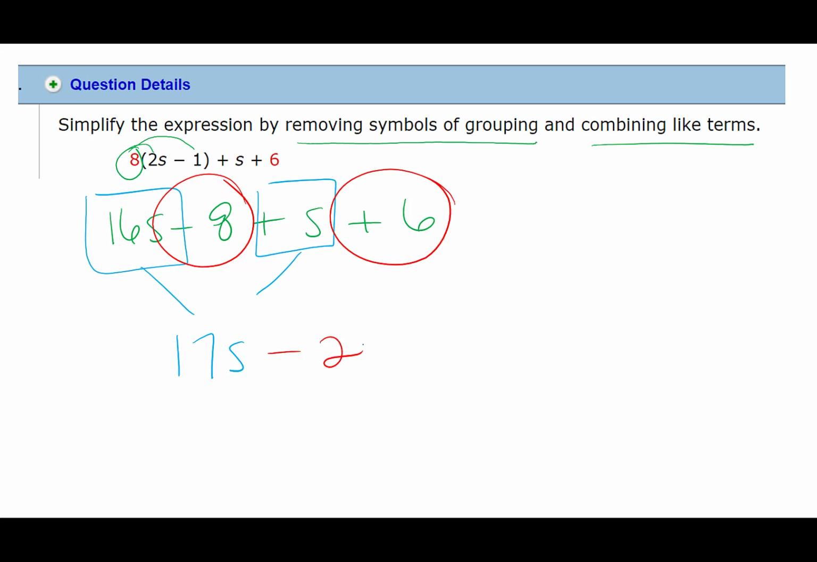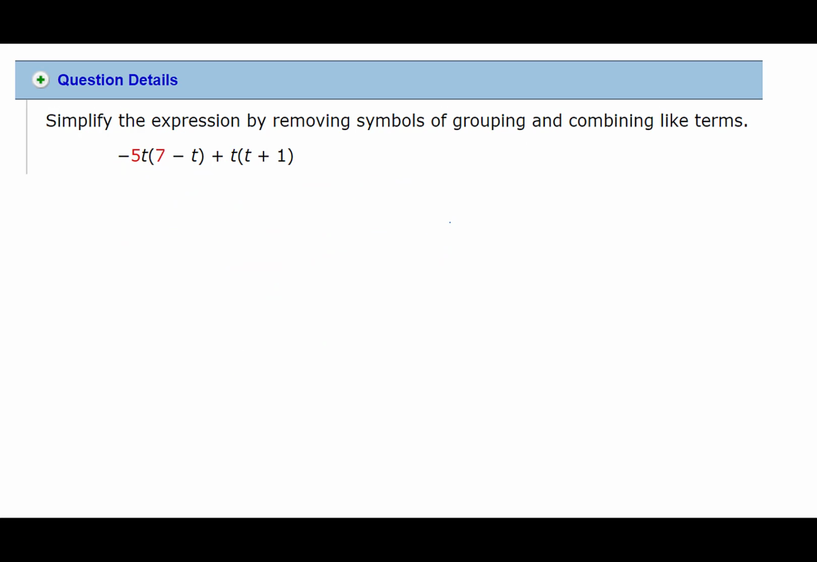Okay, let's move on to the next question. Okay, next question. Simplify the expression by removing symbols of grouping and combining like terms. Similar to the last question, except this time there's two places that you'll need to work through the distributive property.